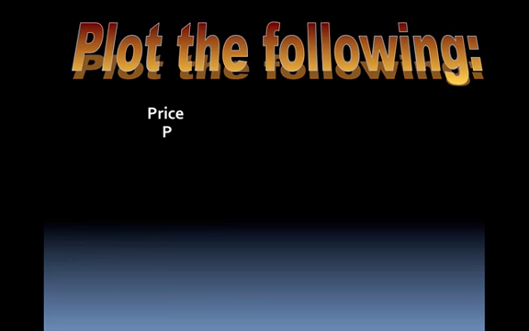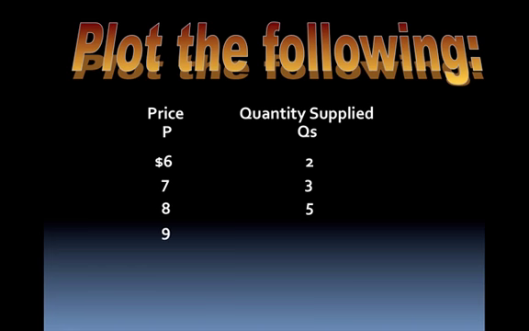So it's going to be Q sub S. So I want you to plot these in your notes. So price is 6, and the quantity supplied of 2. Price at 7, quantity supplied is 3. Price at 8, quantity supplied is 5. Price at 9, quantity supplied is 9.